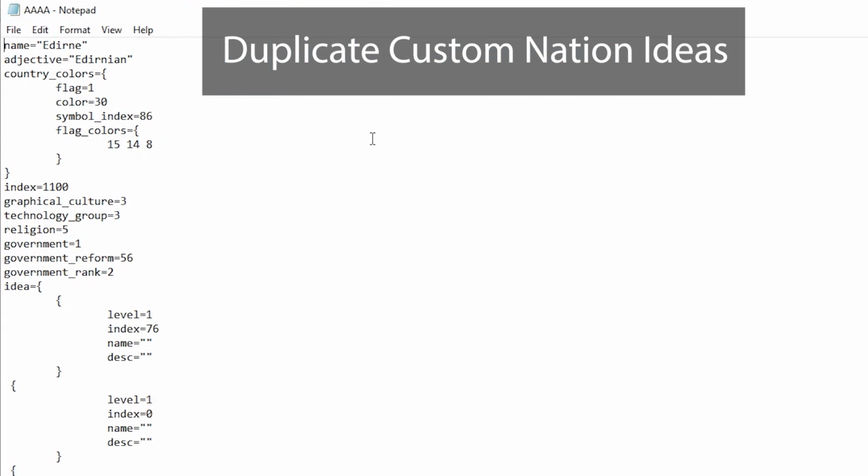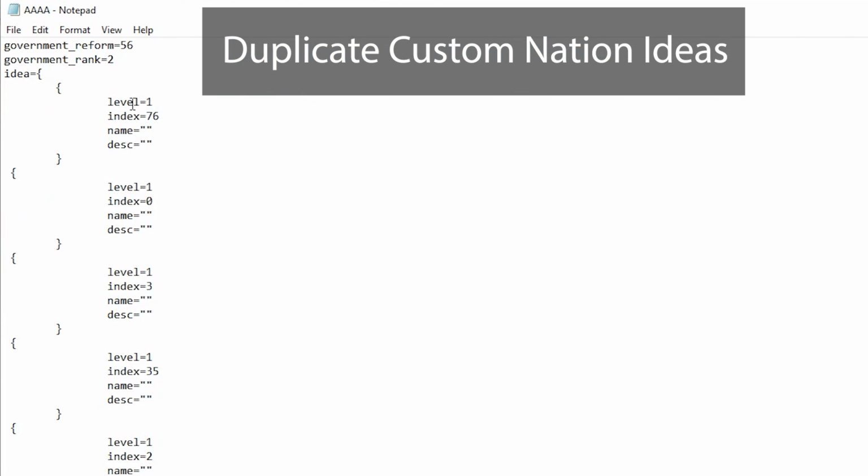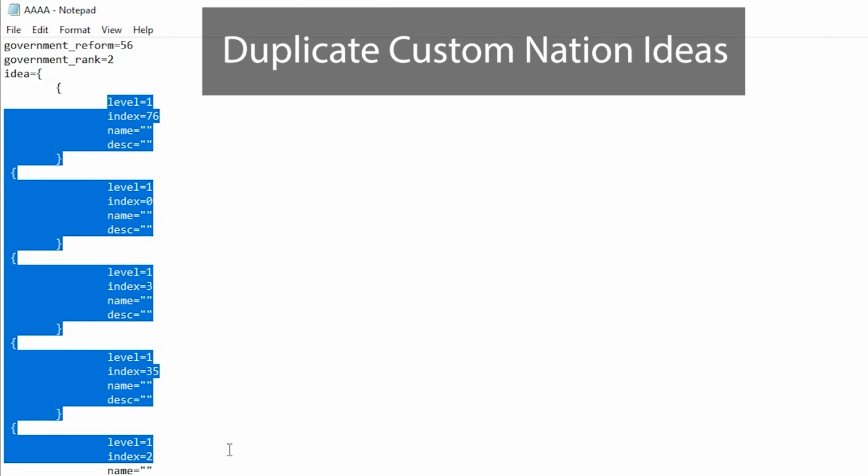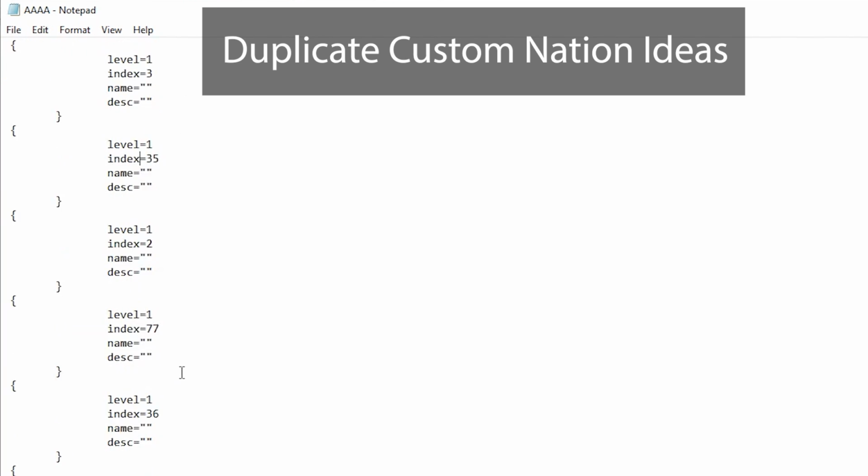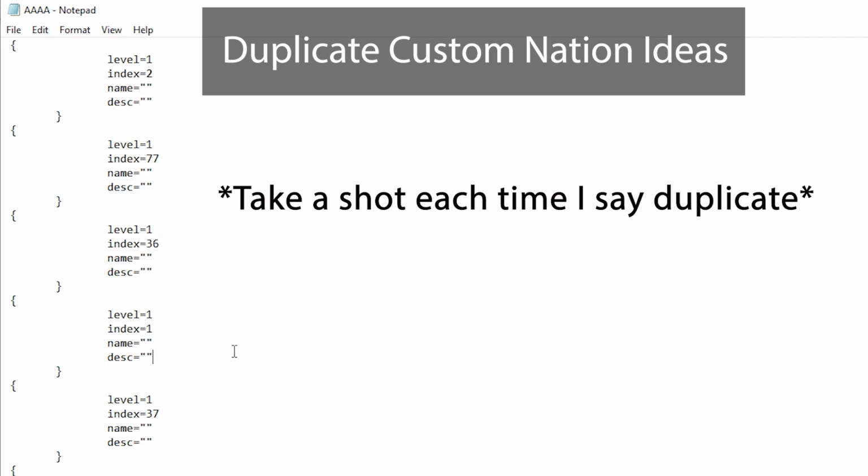Open that up in a text editor and you will see that you have your ideas as well as their index ID. So what you're going to want to do is duplicate one of these blocks, and make sure that it's not the one that you wish to duplicate. So if you want to max admin efficiency, do not put the admin efficiency code.